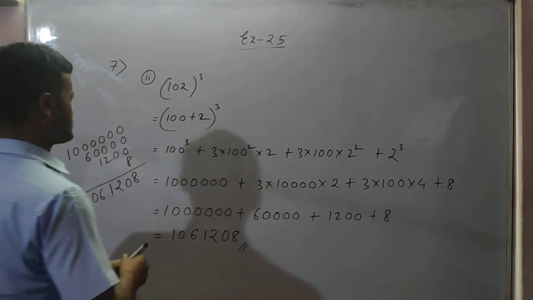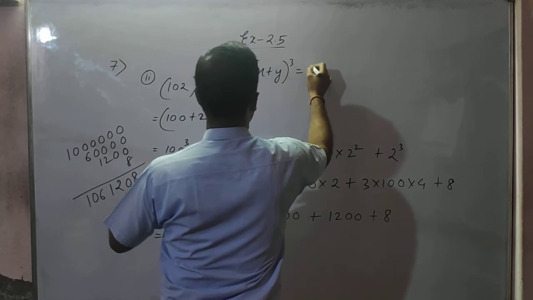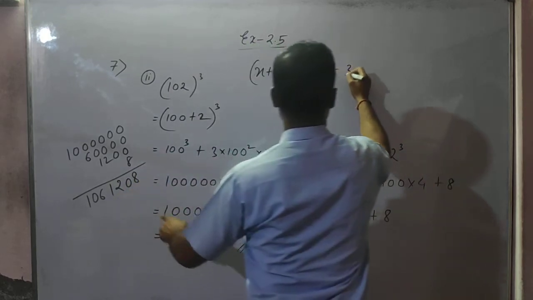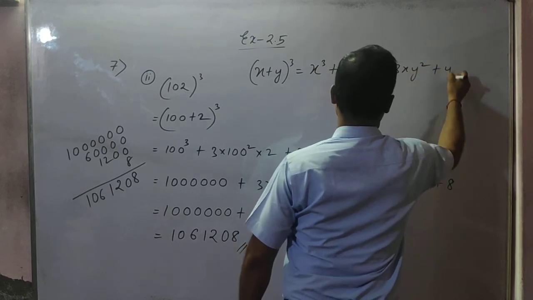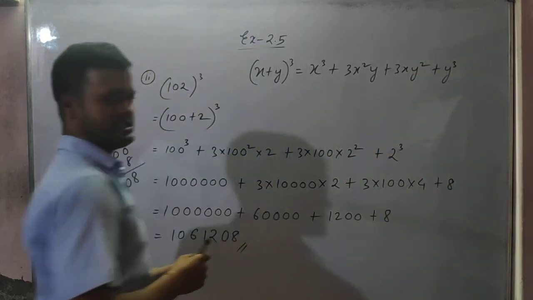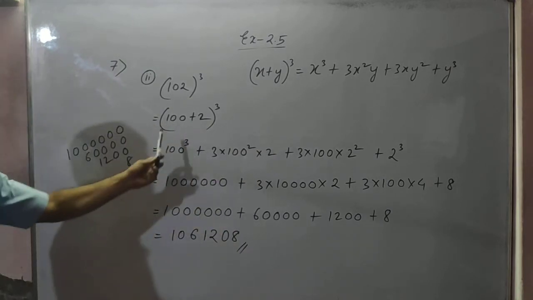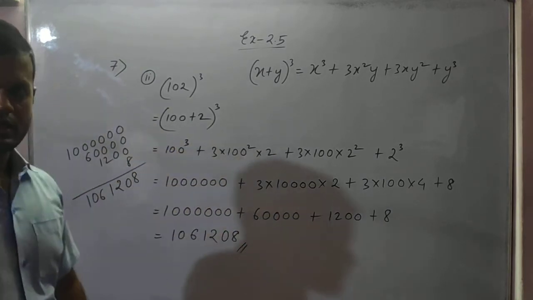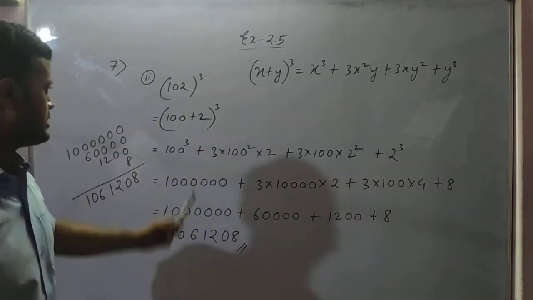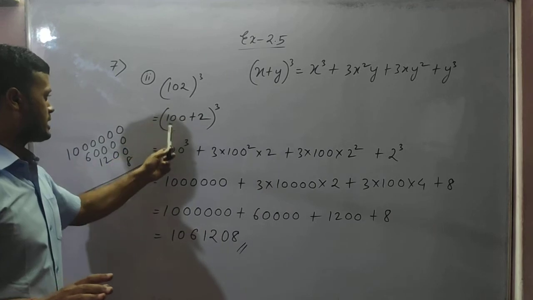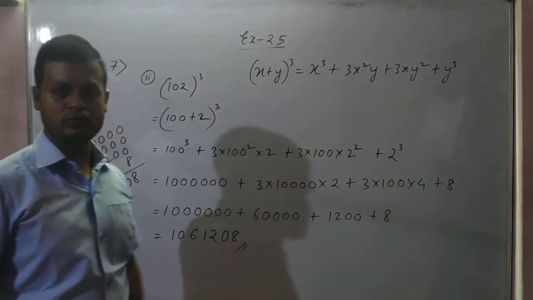100 plus 2 whole cube. So 100 plus 2 whole cube, that means x plus y whole cube, friends. So what is the formula? x cube plus 3x square y plus 3xy square plus y cube. This is the formula we are putting. So this is x and this is y, students. 102 means, in place of 102, what can you write? 100 plus 2. So write 100 plus 2 whole cube. So this is like x plus y whole cube.